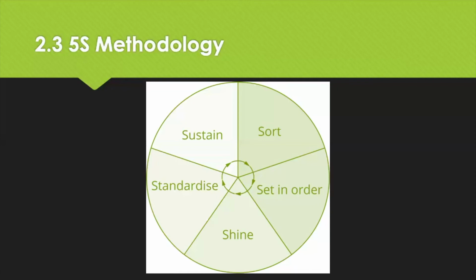So sort is to separate out essential from non-essential. Straighten, or setting order, is to organize them so that you can find things. Shine is to clean the work area, so get rid of things that you don't need, delete them. Standardize is where you have a system to make sure that this is a habit. It's a regular thing you do on a daily basis. And then finally is to sustain it. And you can do this in a warehouse to make everything clean and tidy and easy to work in as well.